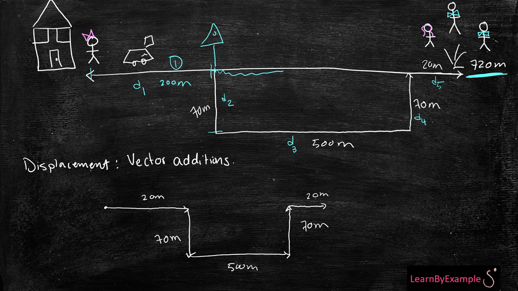When you're adding vectors, you're adding them from tail to head of the previous vector, which is what I did. So my final vector is going to be from the tail of my initial vector to the head of my final vector. So the blue vector here is actually my displacement. And what is that equal to? I know the distance from my house to my friend's house is 720 meters. Therefore, this is equal to my displacement. All right, so as you can see, this is the difference between distance and displacement. I'm going to show you another example.